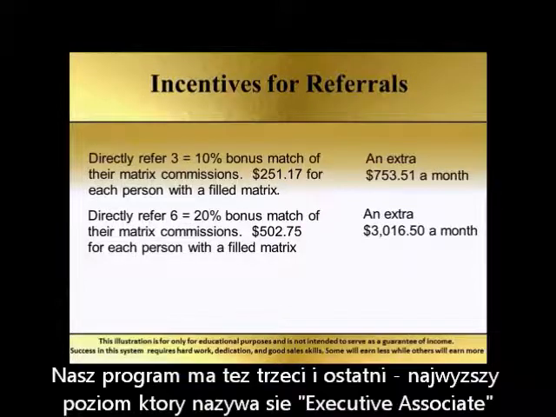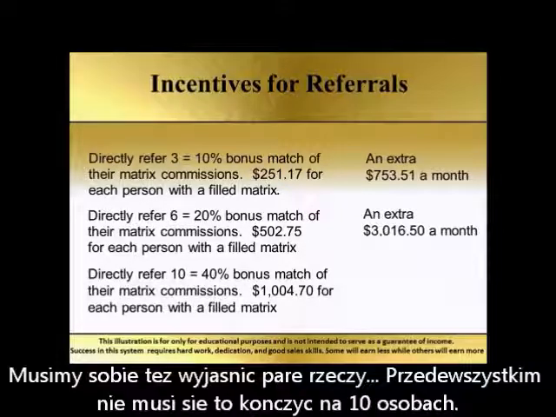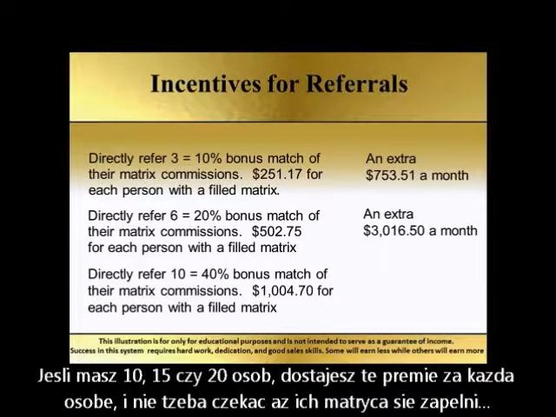Then our referral program has a third and final management level, and that's the level of executive associate. If you directly refer 10 people to the program, you become an executive associate, and it's at that point that you get a 40% bonus match of their matrix commissions. Now, there's a couple of things I need to tell you about here. First of all, I'll let you know it doesn't have to stop at 10. If you have 10 or 15 or 20, you get the same bonus match on all of those people.